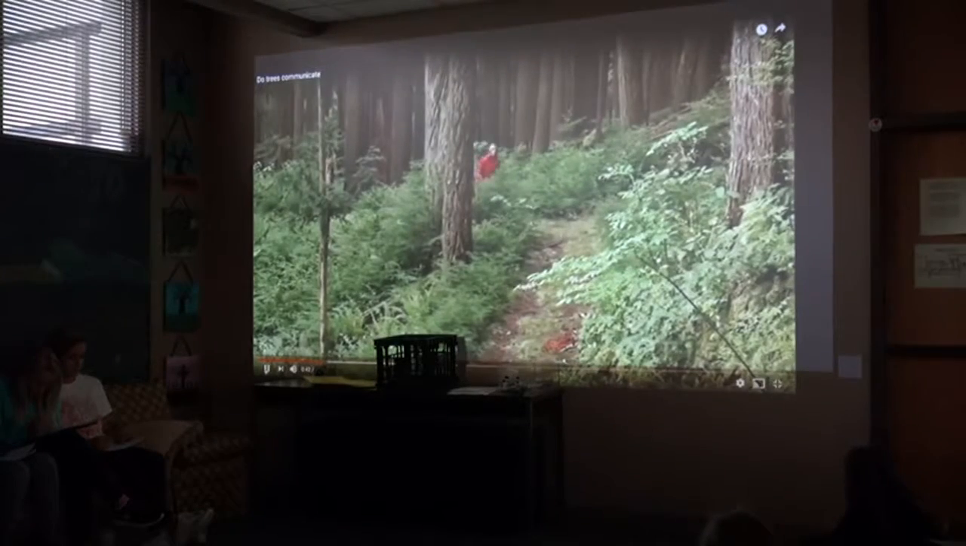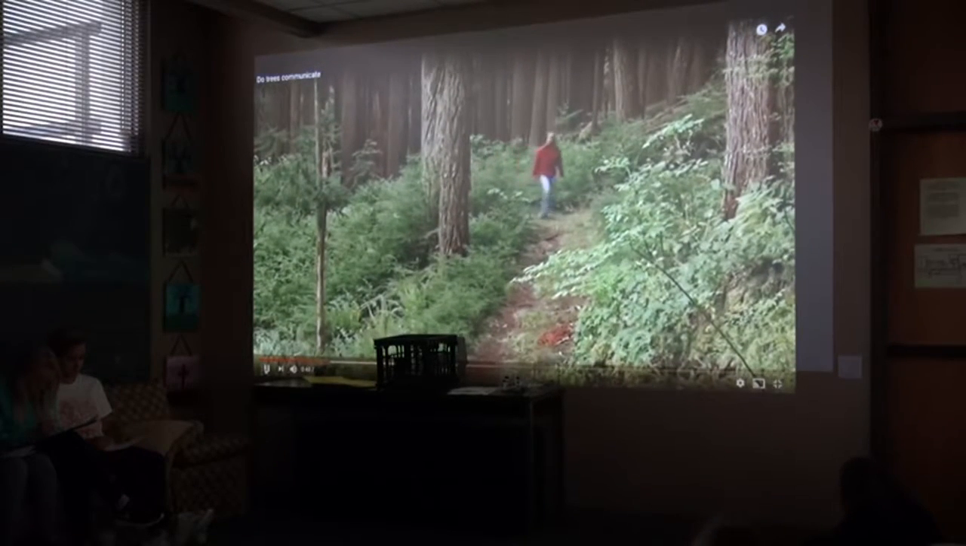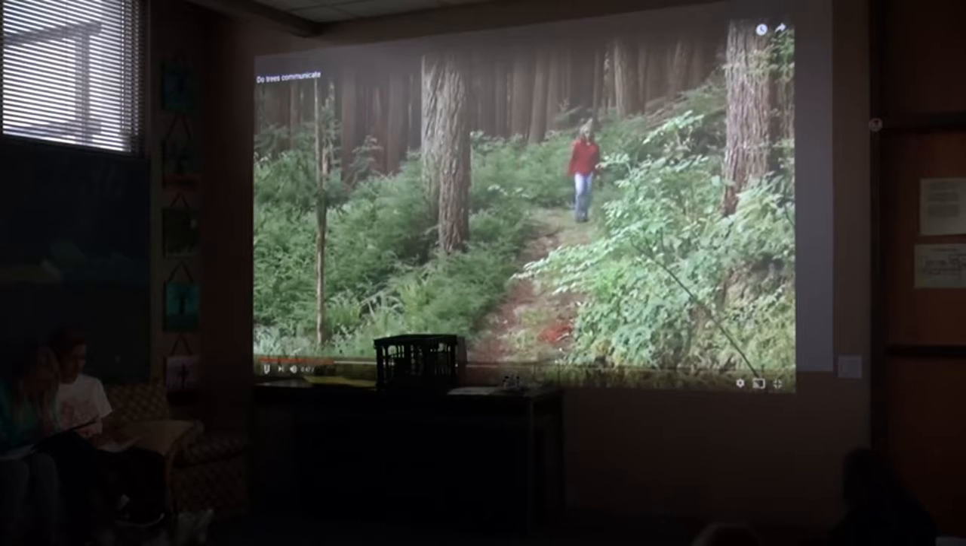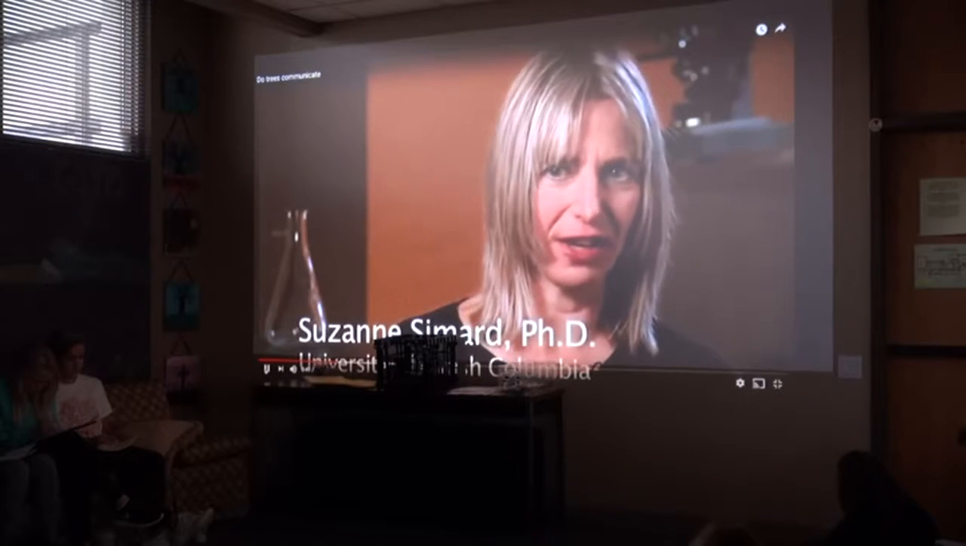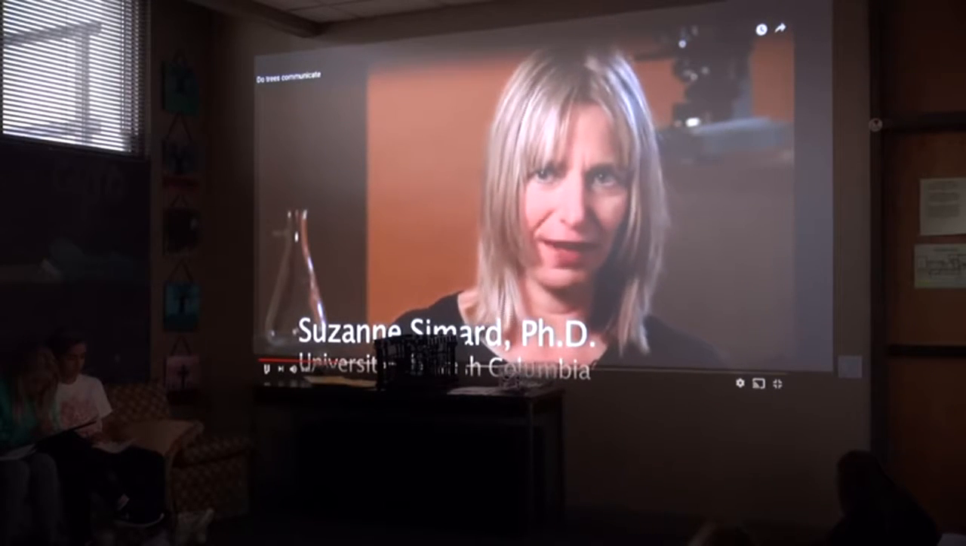Well, I'm a forester, specialized in looking at below ground communities. We've found that these fungi actually will connect one plant to another plant.